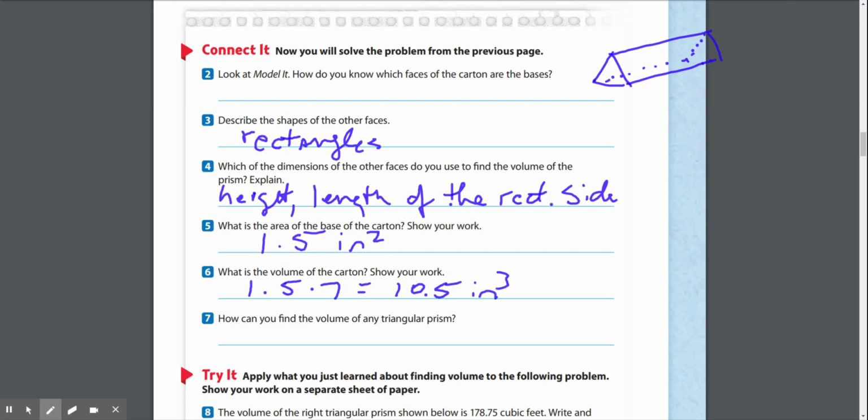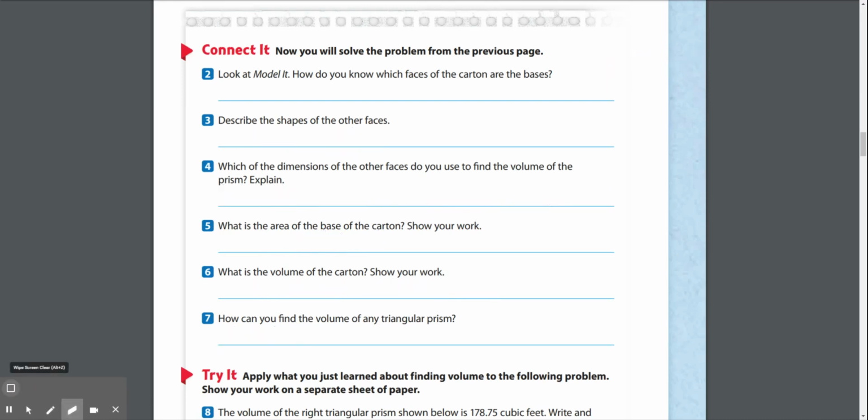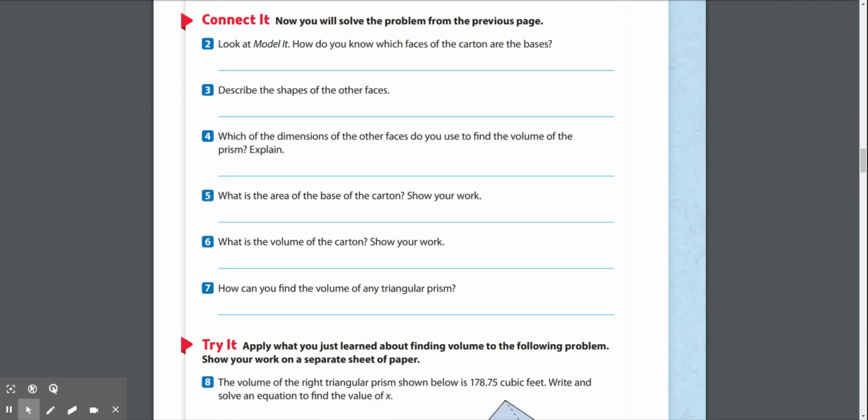How can you find the volume of any triangular prism? Same way you find the volume of any prism, period. Whatever the area of that base is, times the height. So, let's see. We got to try it here.